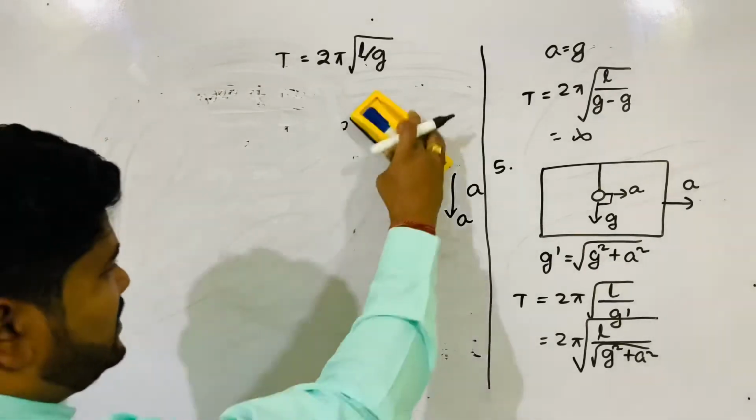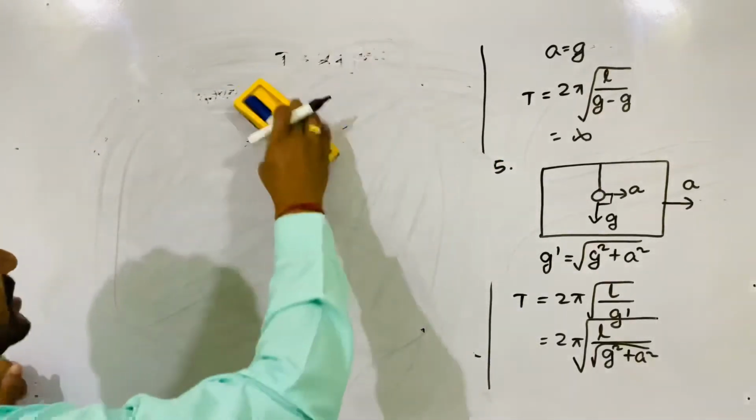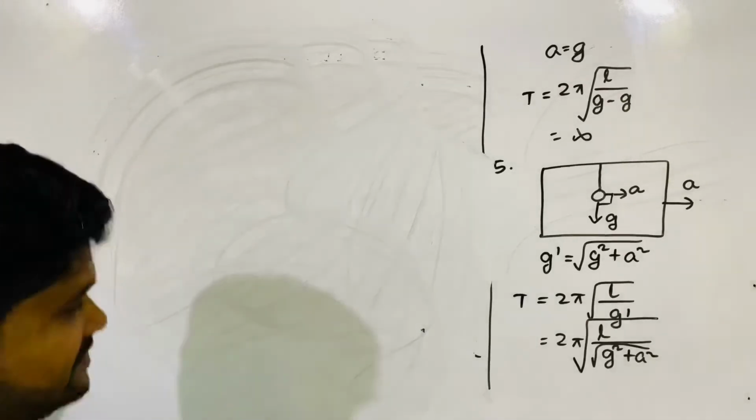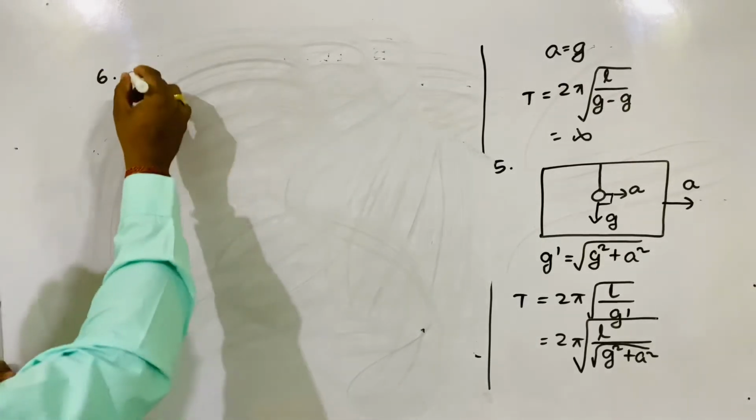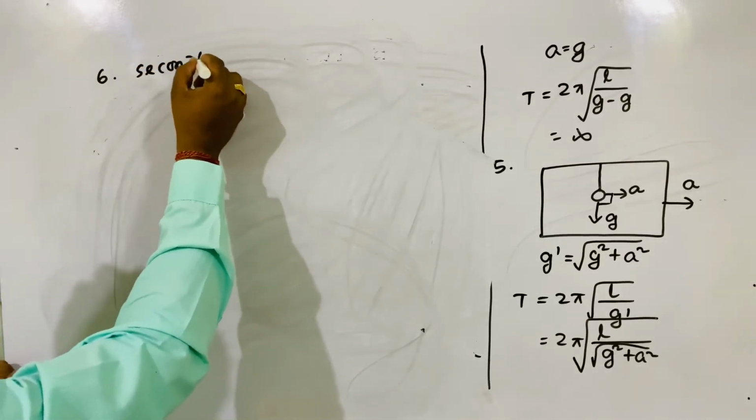Then come to point number 6. Each point is one important question. Now come to point number 6, one important part: seconds pendulum.